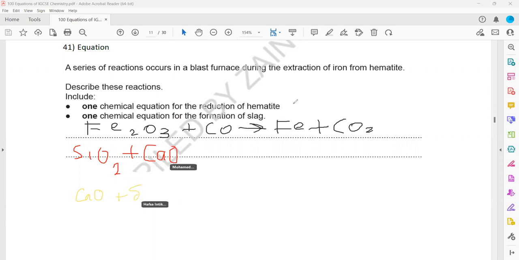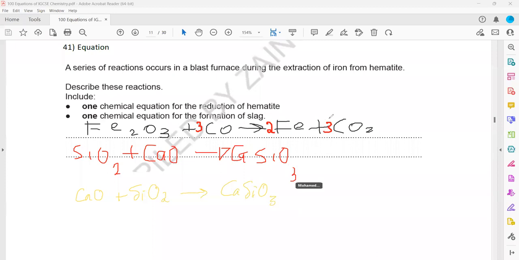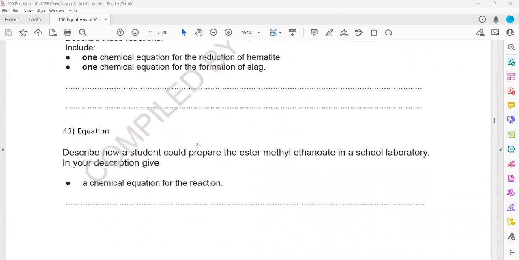So 2 iron, so iron is balanced here, and oxygen 6, so we put 3 here. So oxygen and carbon are also balanced. And then the second equation is for the formation of slag: when calcium oxide reacts with silicon(IV) oxide, it will form calcium silicate, which is also known as slag. Calcium oxide is a metal oxide and silicon oxide is an acidic oxide, resulting in the formation of slag.